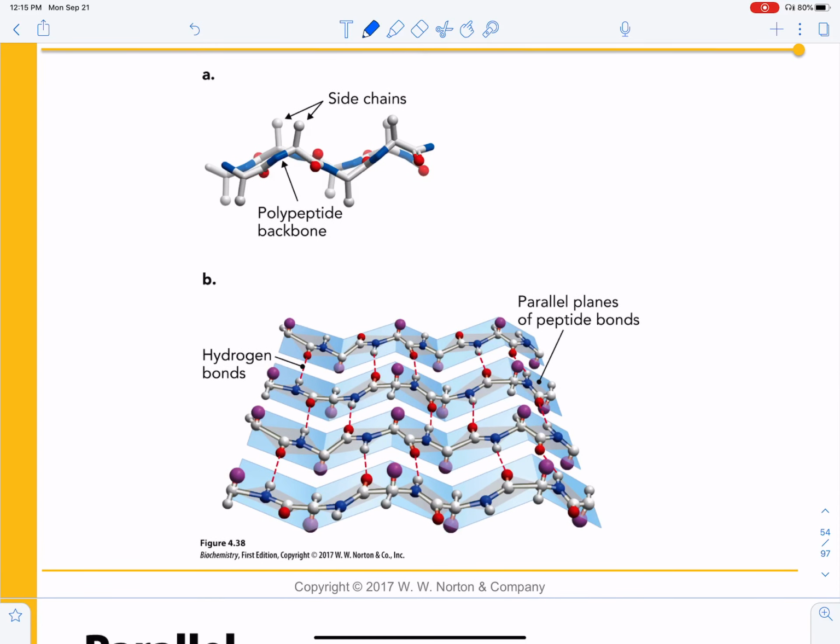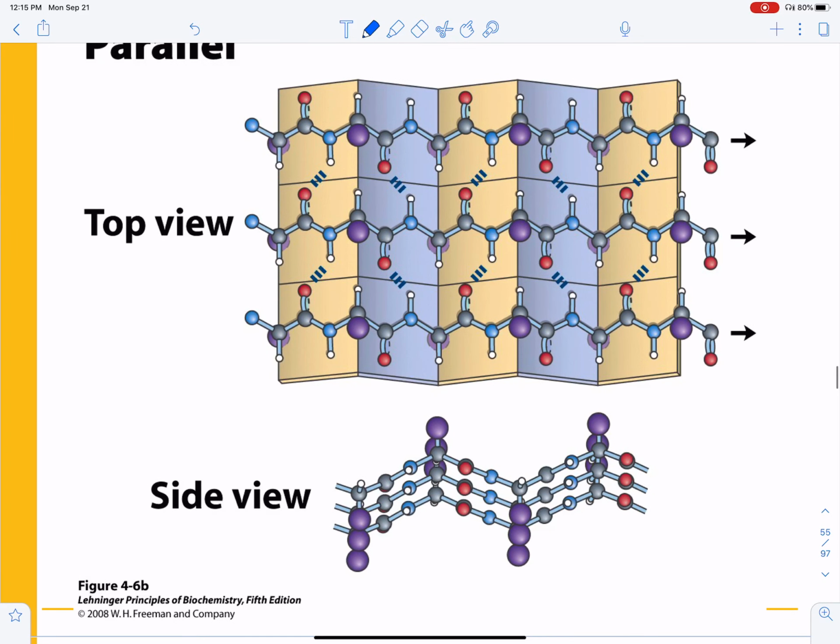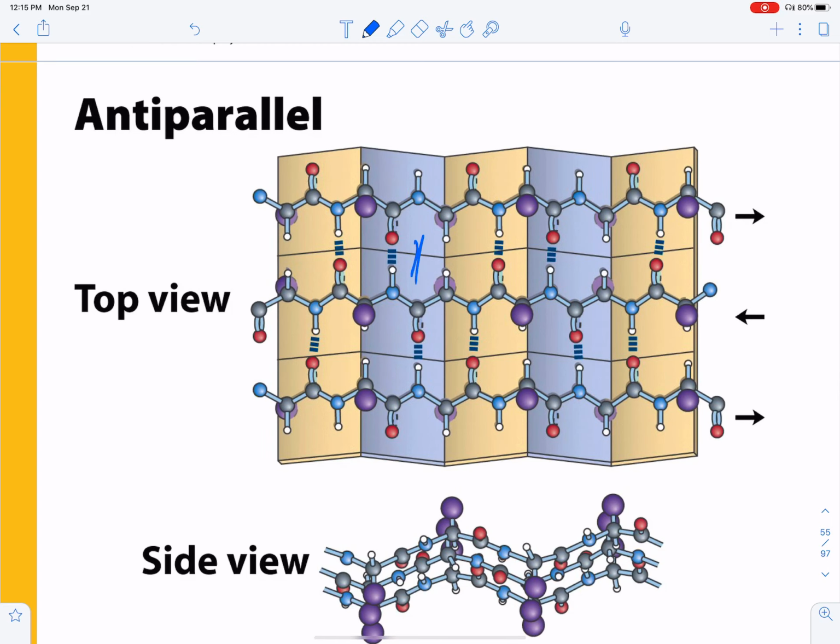Here's another look at it. This is looking along the beta sheets, and you can see that the side chains are facing up and out from the plane of the beta sheet. Then the hydrogen bonding here is a diagonal view of how that looks. And here's one looking from the top of the sheet, where you can see the direction of the hydrogen bonding in parallel and in anti-parallel beta sheets.